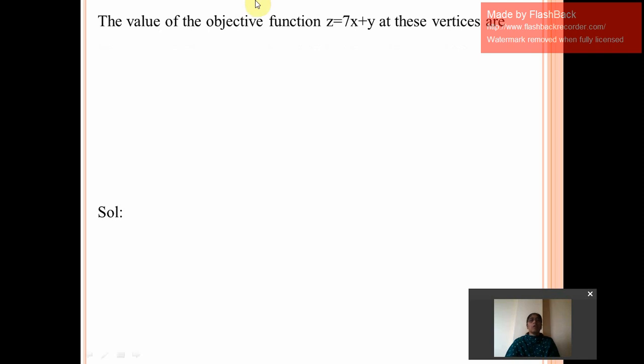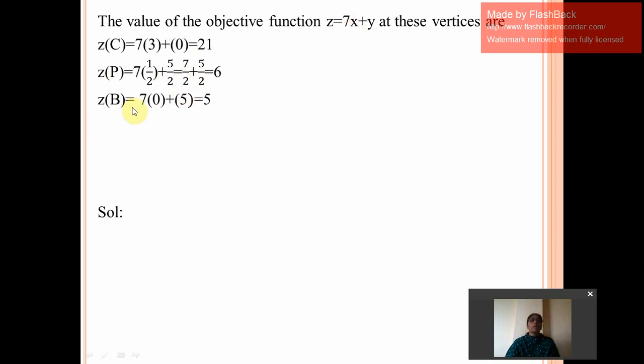The value of the objective function z is equal to 7x plus y at these vertices are: first C, feasible region, first vertex is C is equal to coordinates (3, 0). Put x is equal to 3, y is equal to 0: 7 into 3 plus 0, 21. P is equal to (1 by 2, 5 by 2). Put x is 1 by 2 and y is 5 by 2: 7 by 2 plus 5 by 2 is equal to 6.